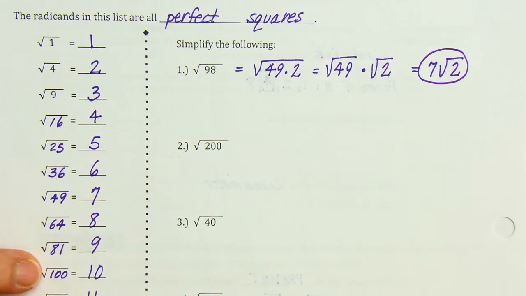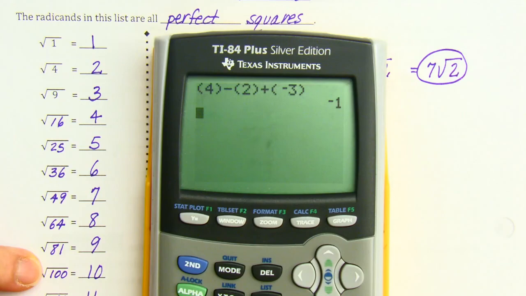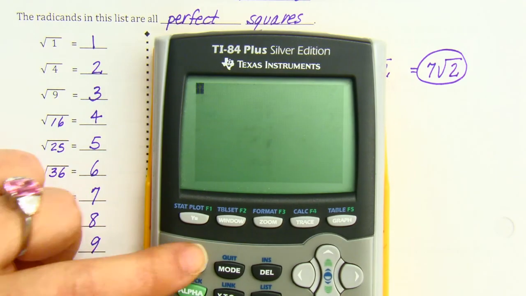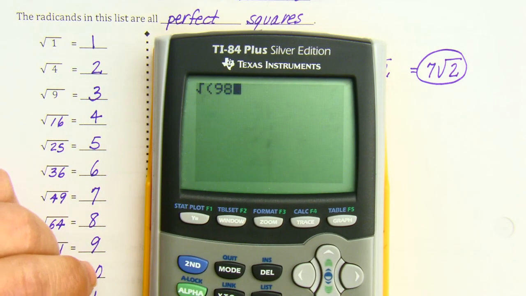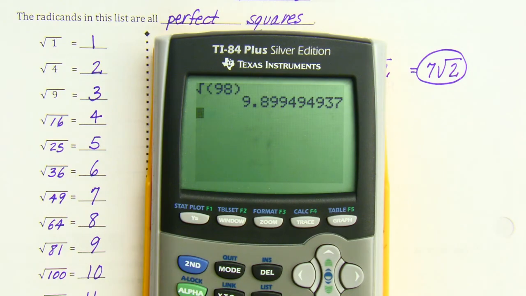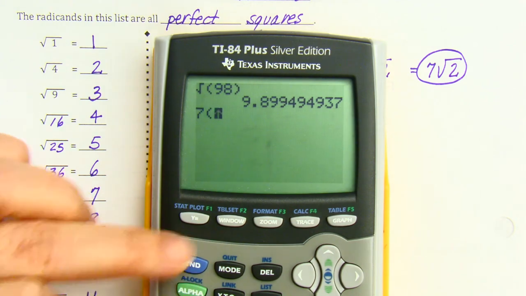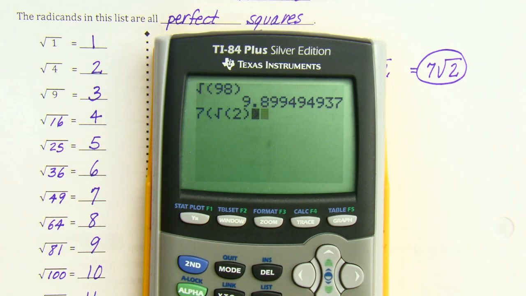You can check this on the calculator. If I type in the square root of 98, I get a decimal. That's because the square root of 98 is an irrational number, so you're going to get a decimal. You can't change it to a fraction because it's an irrational number. And then I could do 7 times the square root of 2, and you should get the same exact decimal. That's because those numbers are equal to each other. They just look different.